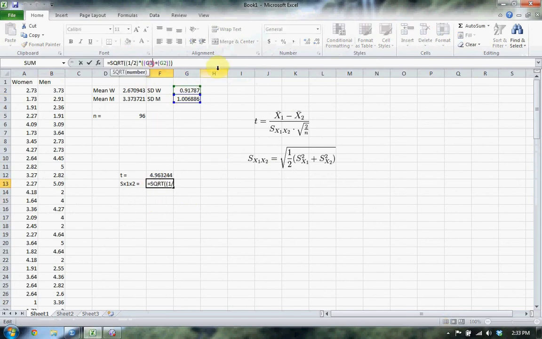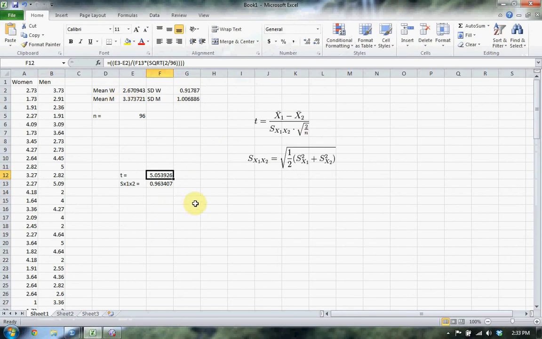Oh, I forgot to square our standard deviations, so let me just do that real quick. That changes it just a tiny bit. So that is the pooled variance. Then I've calculated the t-test here using the pooled variance and the means that we already have calculated.